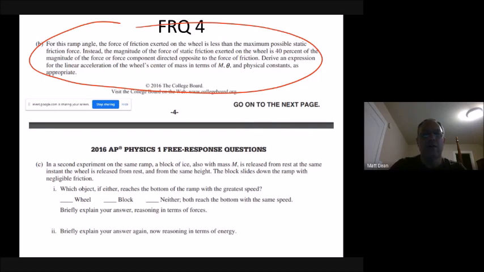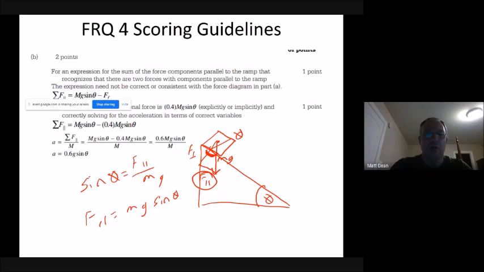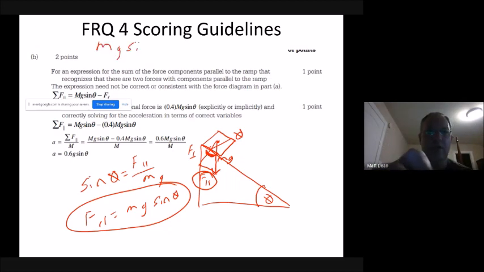Now let's go back and look at what the question is asking us here. So here it's saying that the force of friction exerted on the wheel is less than the maximum possible static friction. Instead, the magnitude of the force of static friction exerted on the wheel is 40% of the magnitude of the force or force component directed opposite to the force of friction. This is the force acting opposite of friction. And what we're saying here is that mg sine theta, we're saying that the frictional force, rather, is 40% of that, 0.40 of mg sine theta.